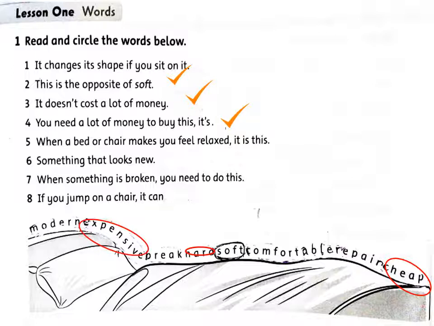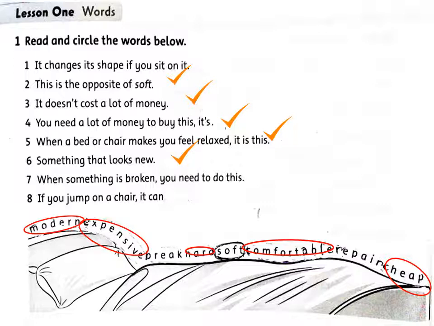Good. Now look at number 5. When a bed or chair makes you feel relaxed, what word do they want to talk about? Comfortable. Good. Now let's move on to number 6. Something that looks new. It means something of the present time. So it's modern. Good.